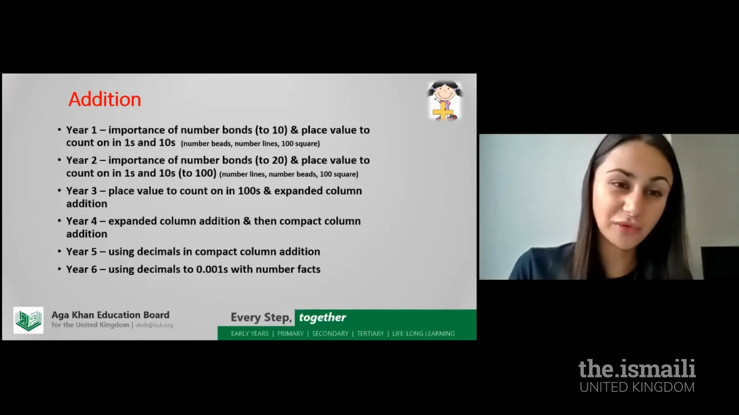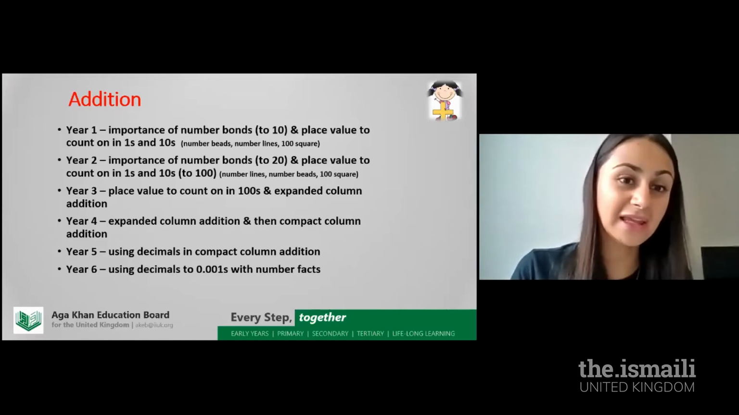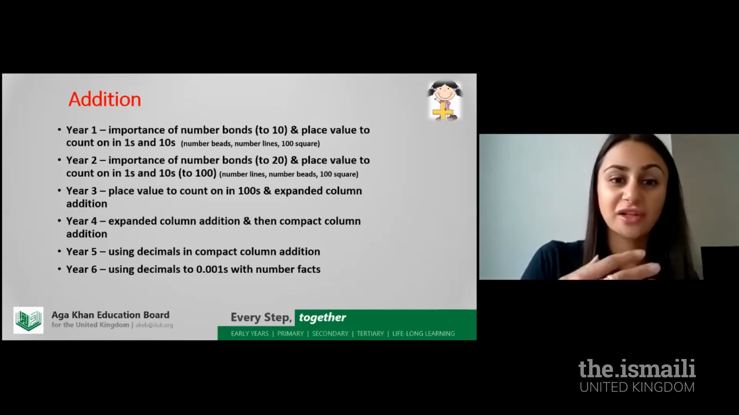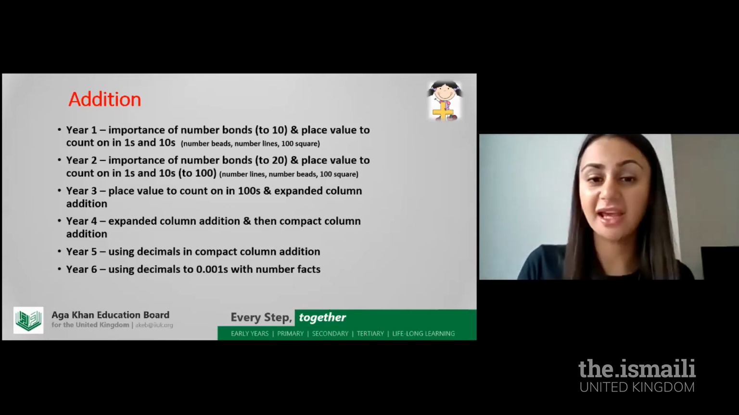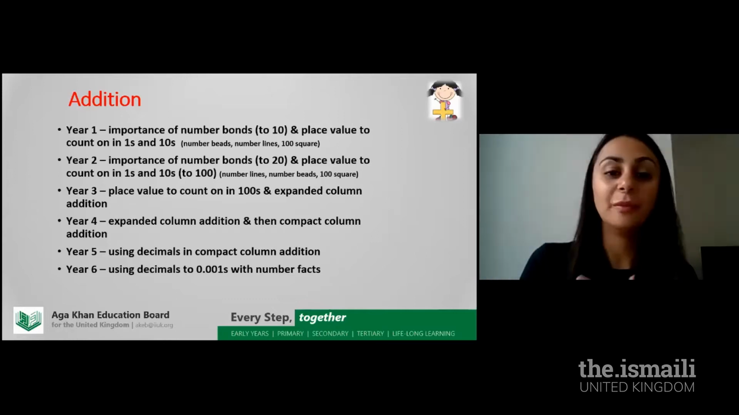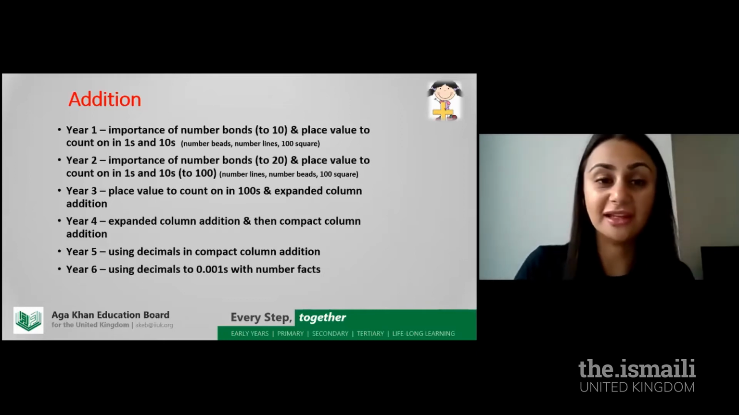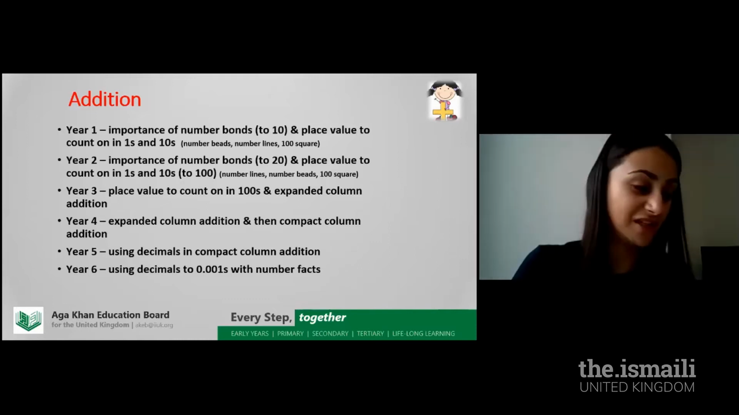It's very important that any gaps in your child's learning are plugged and filled in before moving your child on. So for example, if they haven't got their number bonds to 10, it's really important that they are strong and confident in their number bonds to 10 before moving on to number bonds to 20, and even looking at decimal points. Really, they need to have that strong foundation first.